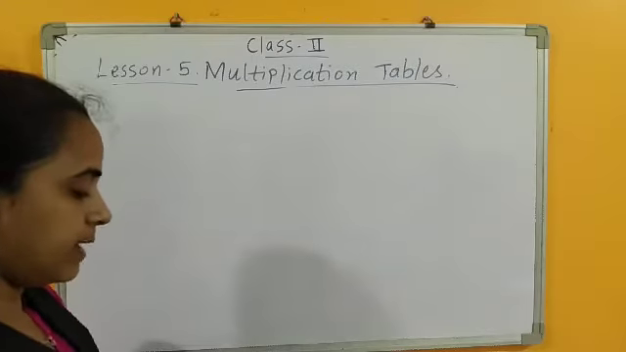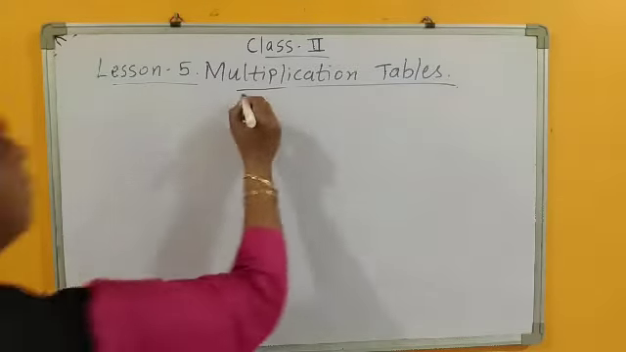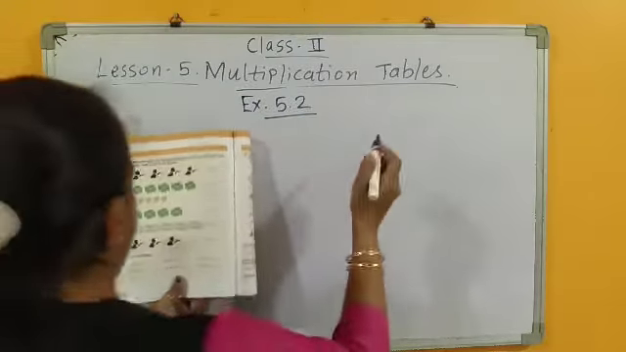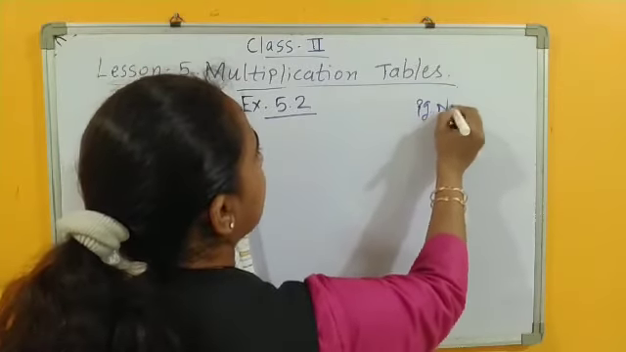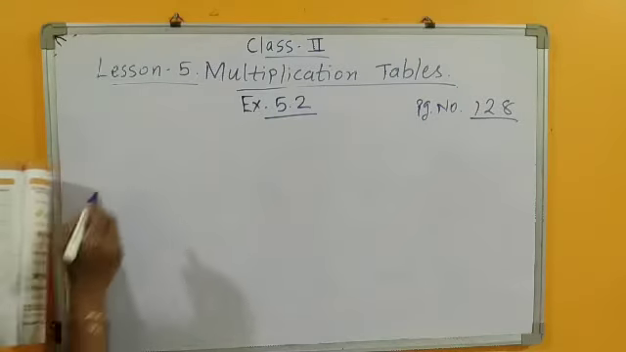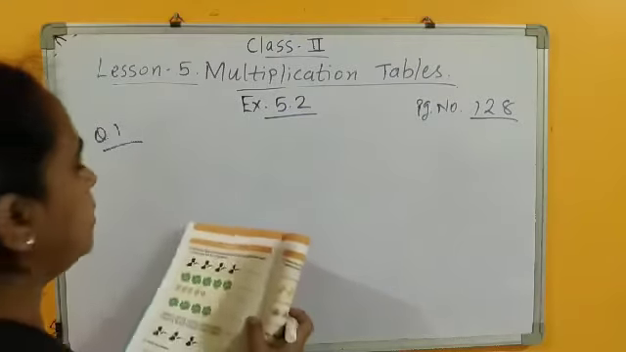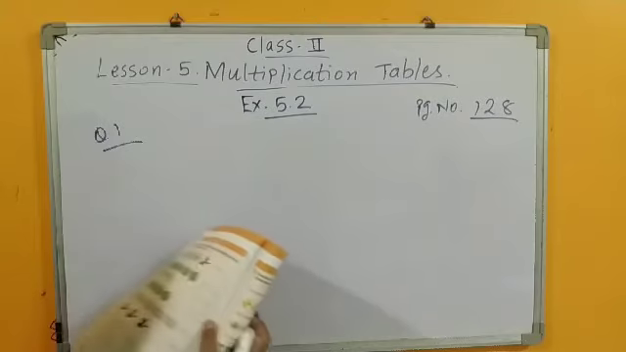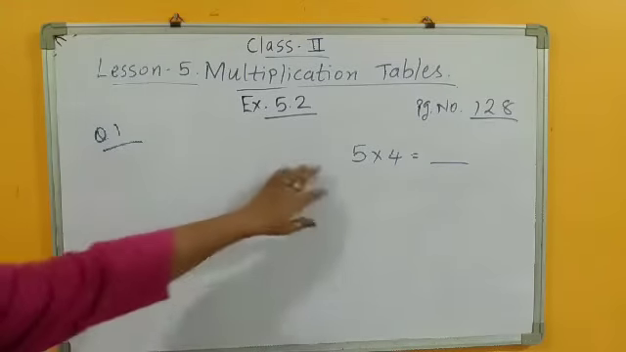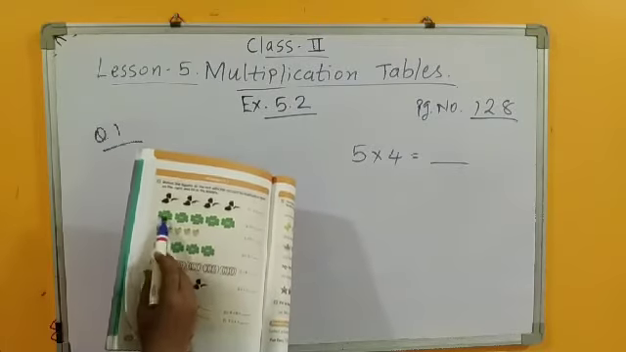Okay. So now next page, exercise 5.2, page number 128. Here, first question: match the figures on the left with the correct multiplication. You have to match these figures with the correct multiplication. First is 5 fours. So 5 groups, each group 4. So where is 1, 2, 3, 4, 5? 5 groups, each group 4 petals.